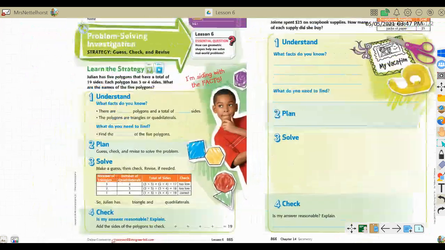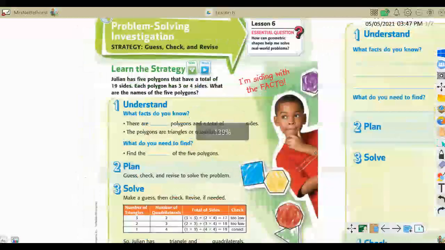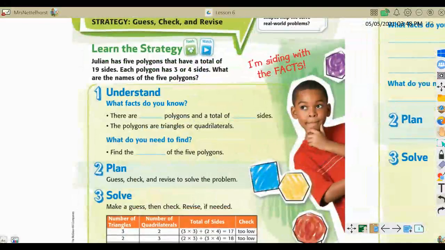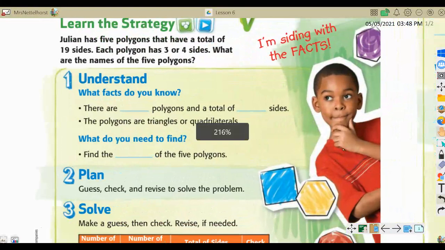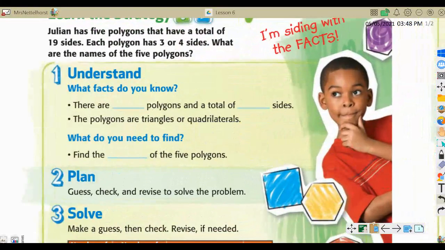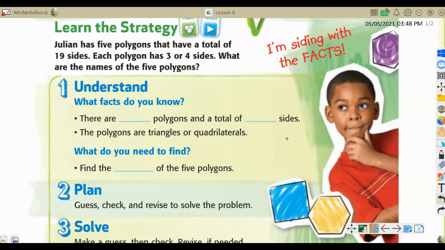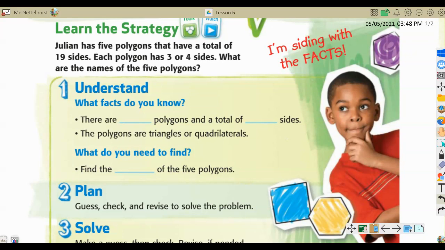So most of your math will be word problems. And really, it's all about solving problems in real life, because that's what you will have. When you are launching a ship to Mars, you'll have to problem solve.